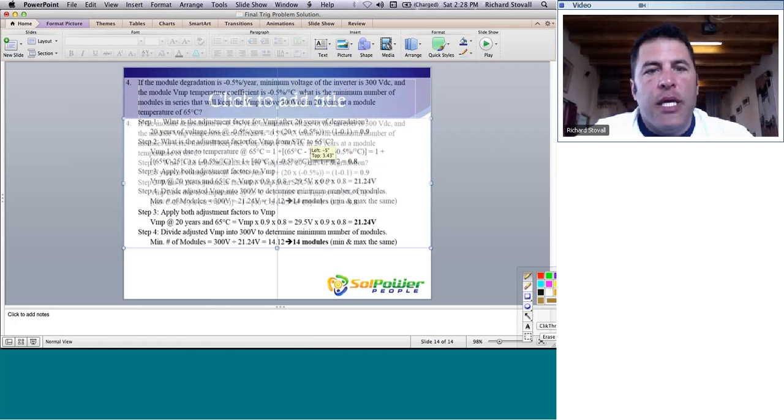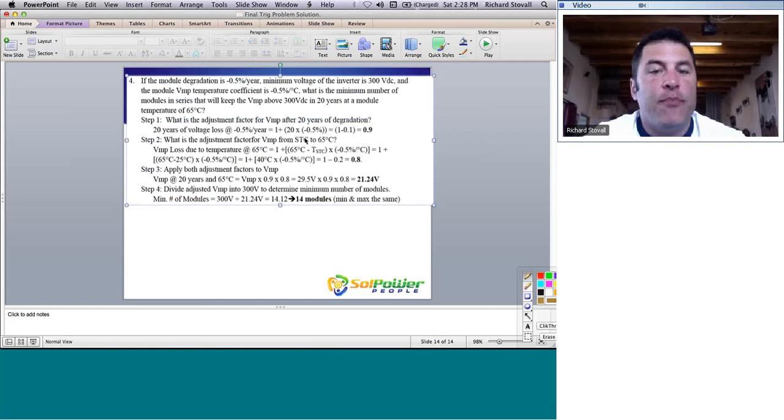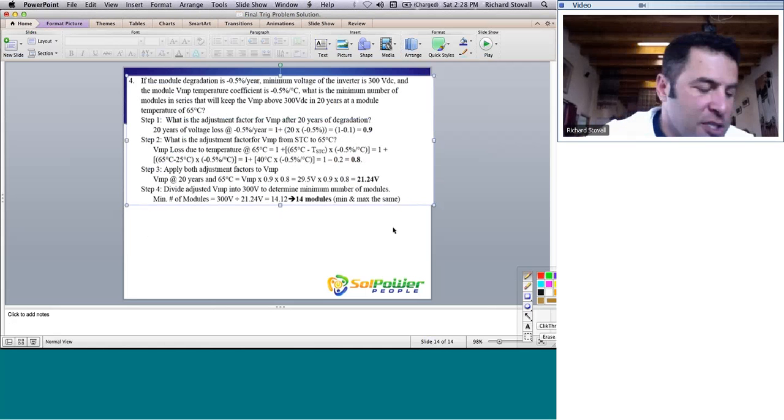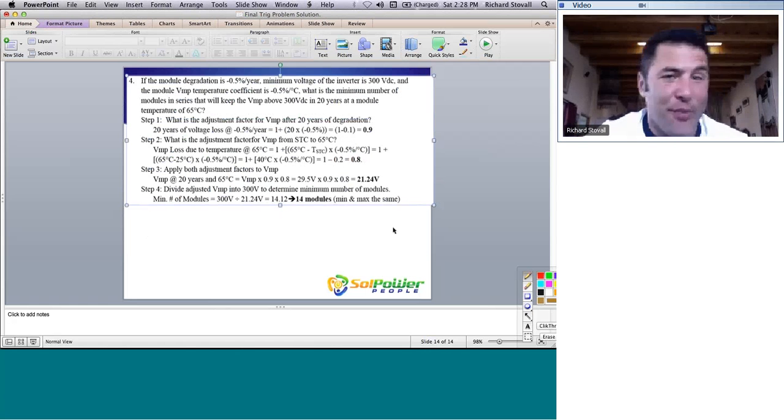So if the module degradation is 0.5% per year, minimum voltage of the inverter is 300 volts DC, and the module VMP is... 0.5% shows up as a rule of thumb in so many ways. What is the minimum number of modules in series that will keep the VMP above 300 volts DC in 20 years from now if the module's operating at a temperature of 65 degrees Celsius?